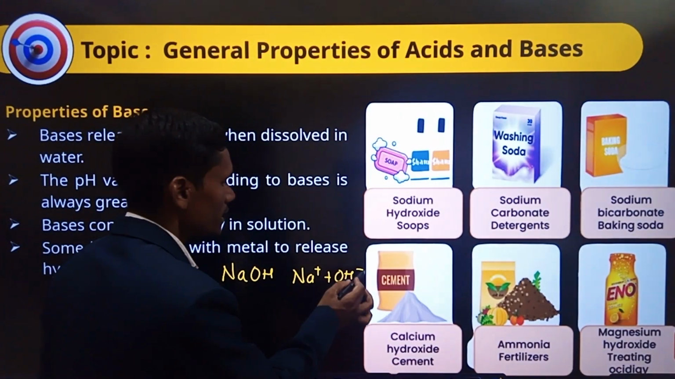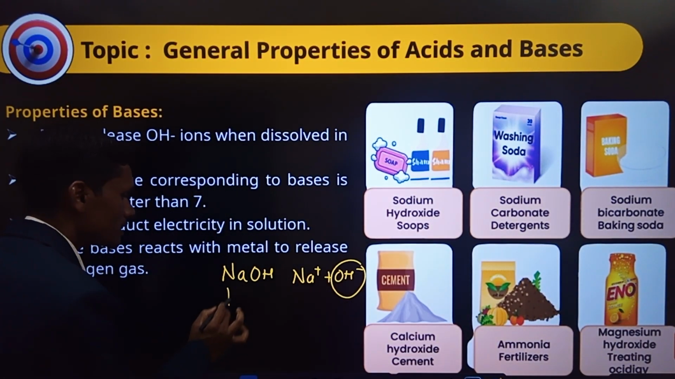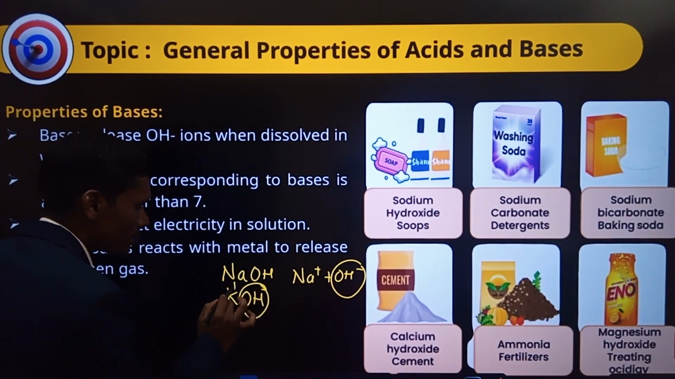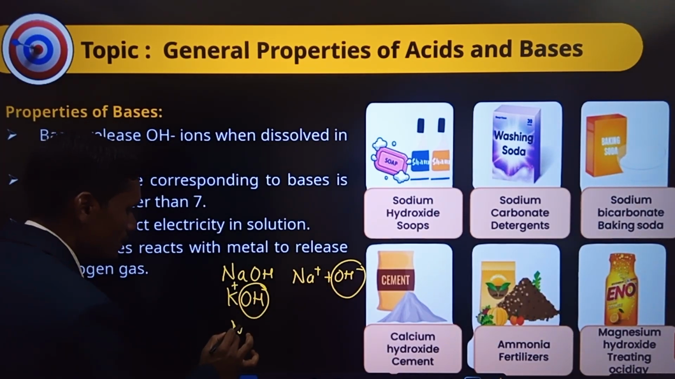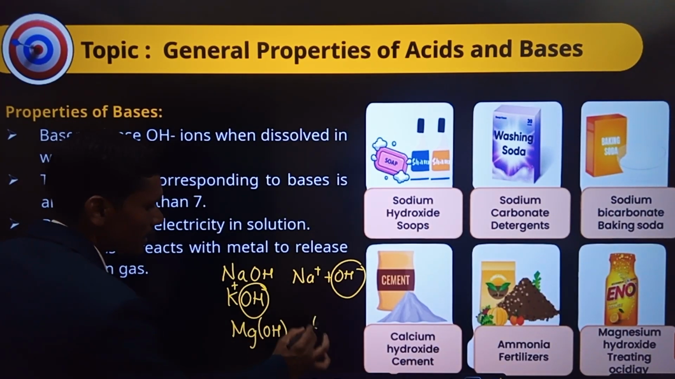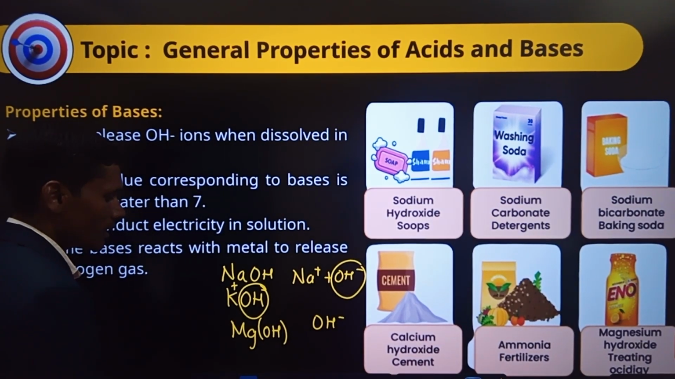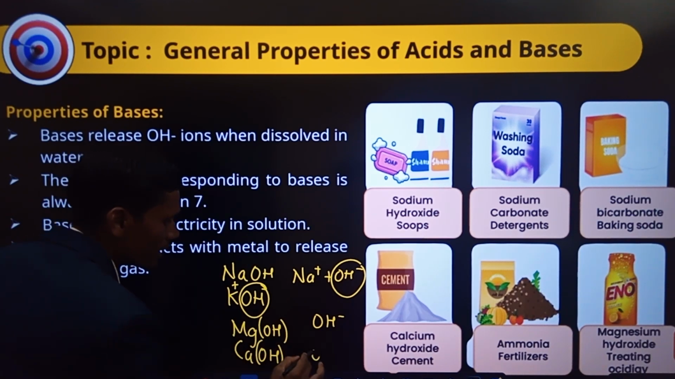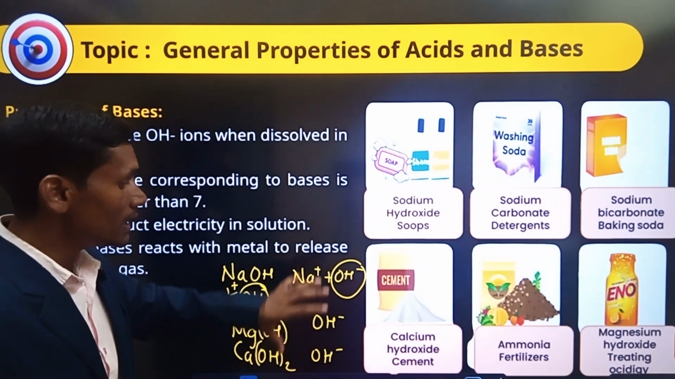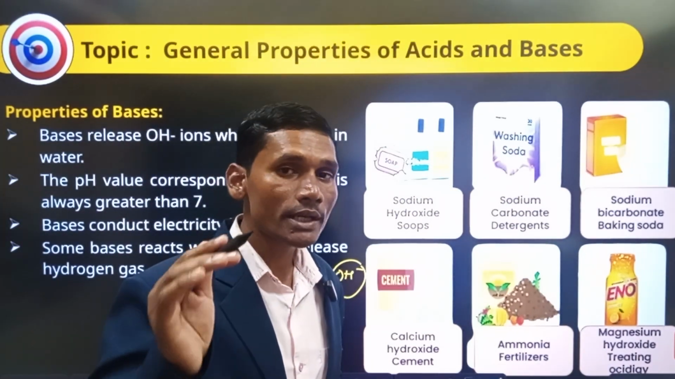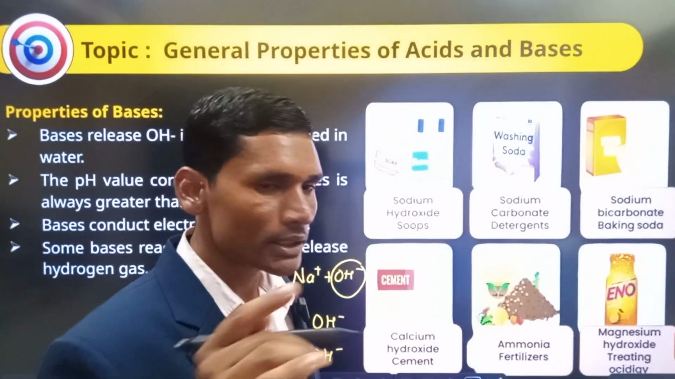Since we are getting OH-, next if you take potassium hydroxide, KOH, here also OH is common, meaning OH- ions are coming out. If you take magnesium hydroxide, Mg(OH)2, here also we get OH- ions. Calcium hydroxide, here also we get OH- ions. So we can say these are all bases. Bases are substances that release hydroxide ions, or OH- ions, when dissolved in water.